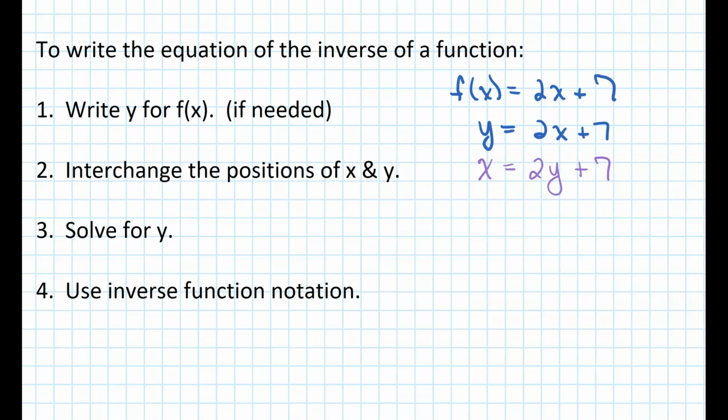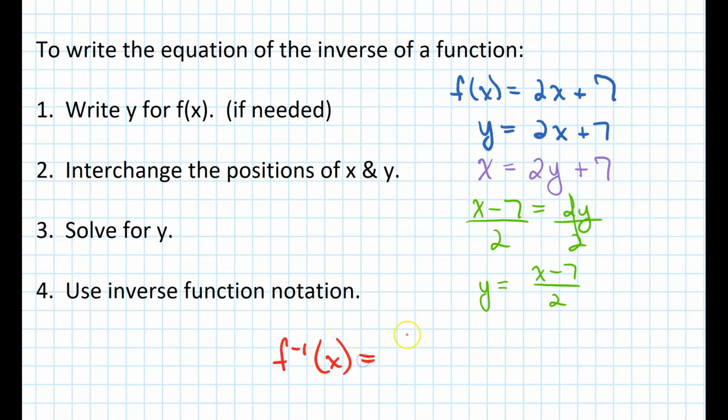Then from there, we're going to isolate the y. Subtracting 7 from both sides, I get x minus 7 is equal to 2y. Then divide both sides by 2. Now I have y isolated: y is equal to (x minus 7) over 2. The very last thing is to replace the y with our inverse notation. So we have f inverse of x is equal to (x minus 7) over 2. And that's the inverse.